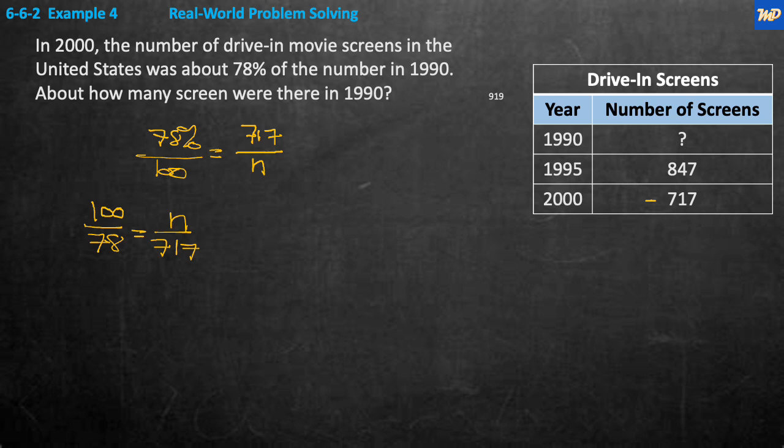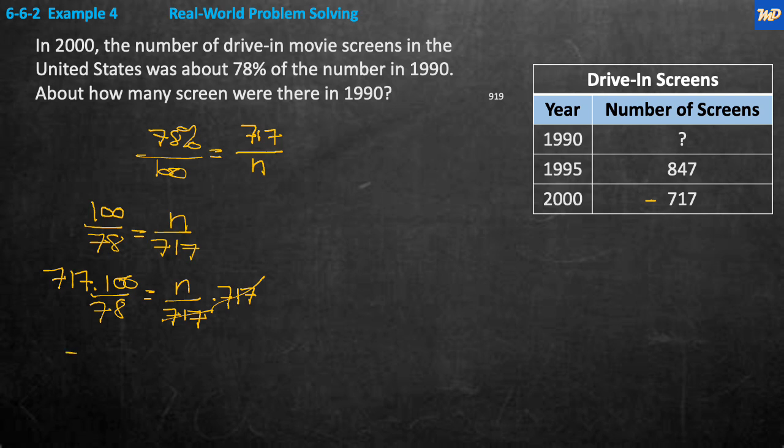Unless your instructor says you must leave the n on the bottom, well, that's okay, you can do that too. It just takes a few more steps, a little more multiplying and dividing. But now we can just multiply one time, which is 717 on both sides. So now I have 717 times 100 over 78, and that equals n over 717 times 717. And now that we've done that, the 717s cancel out.